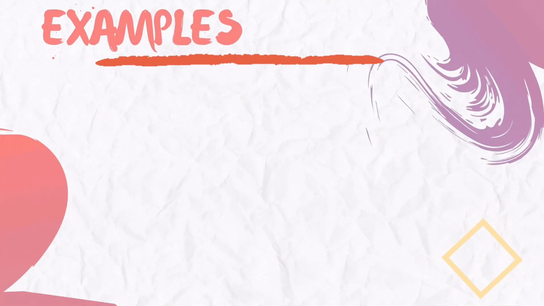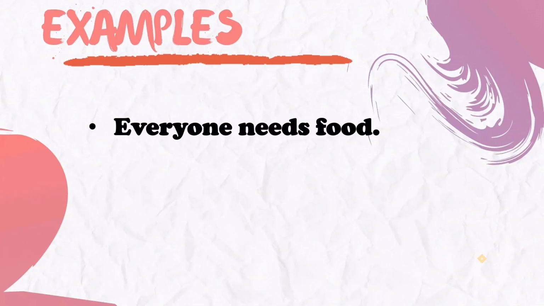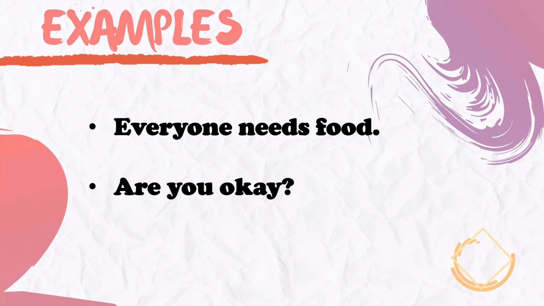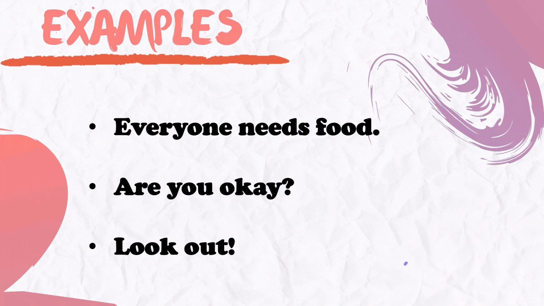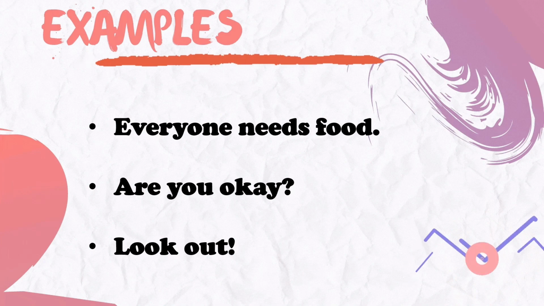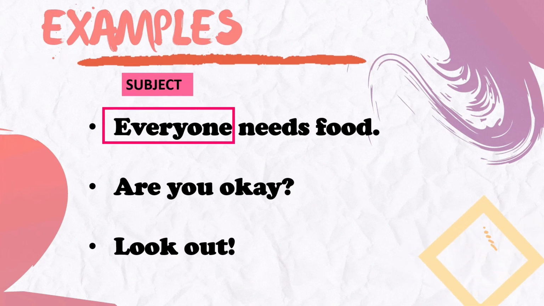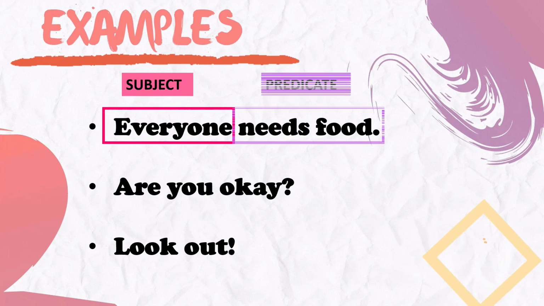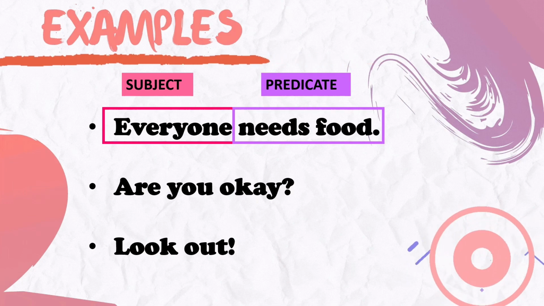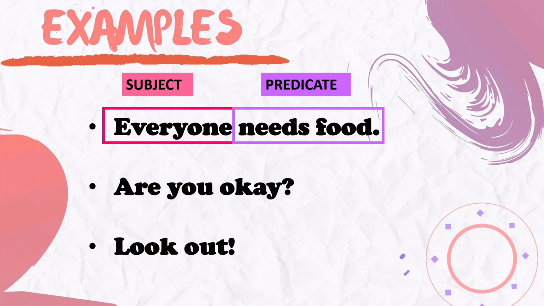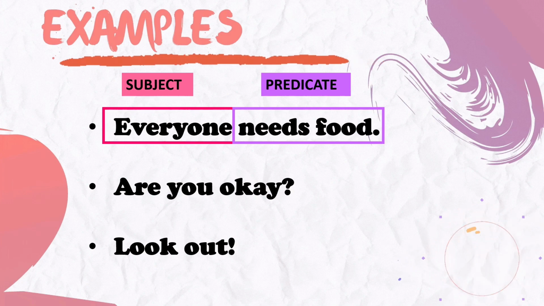Now take a look at these examples. Everyone needs food. Are you okay? Look out! Everyone needs food. In this sentence, the subject is everyone and the complete predicate is needs food. This has a complete thought, so therefore it is a sentence.